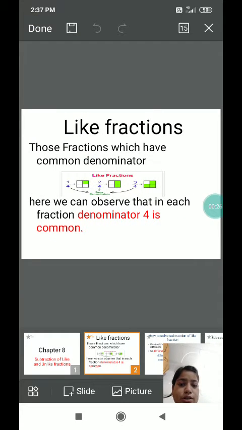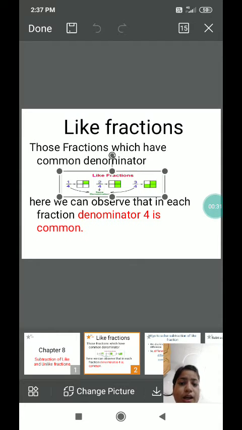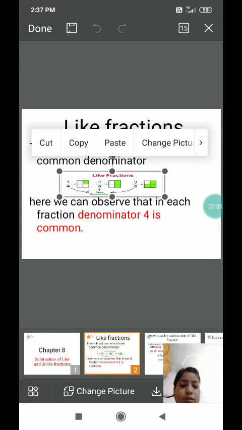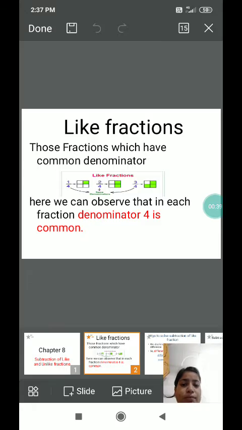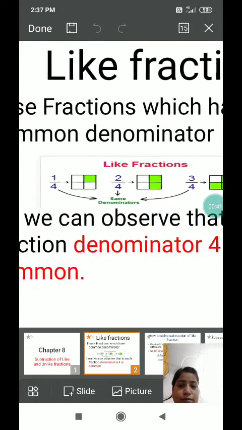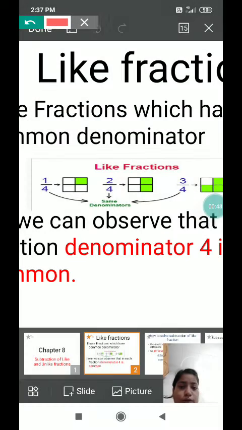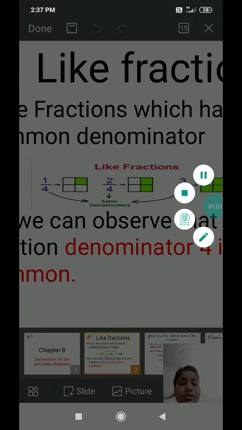1 by 4, 2 by 4 and 3 by 4. Here we can see the denominator is common. What is common here is the denominator 4. So these are the like fractions. Okay, so how can we solve like fractions?